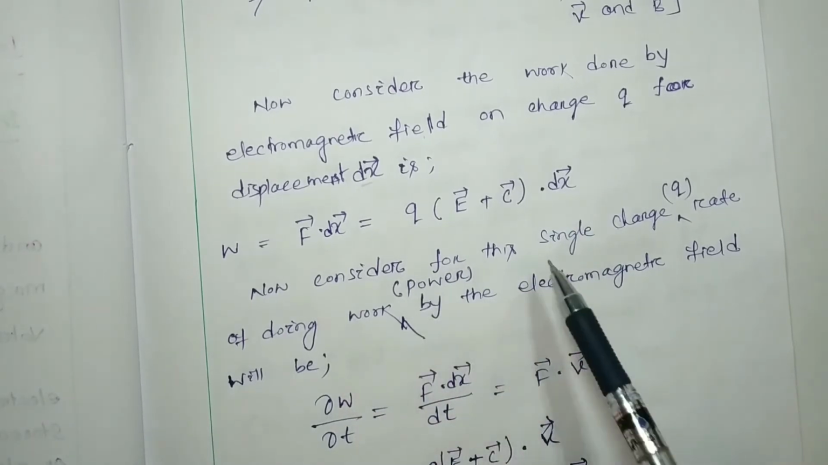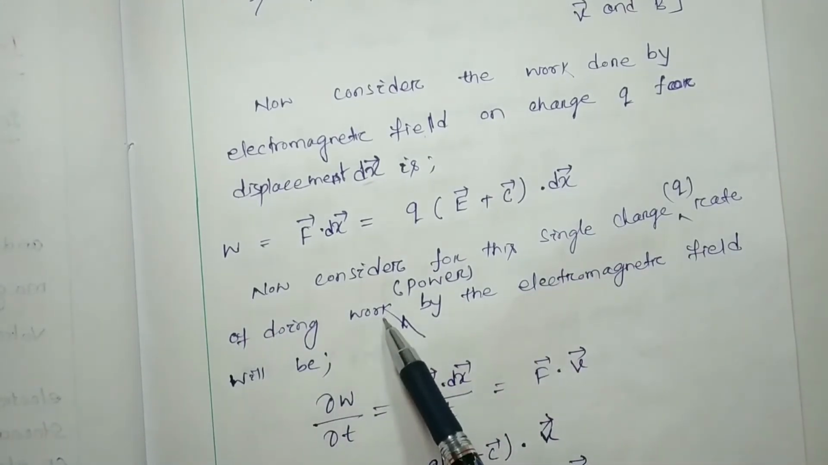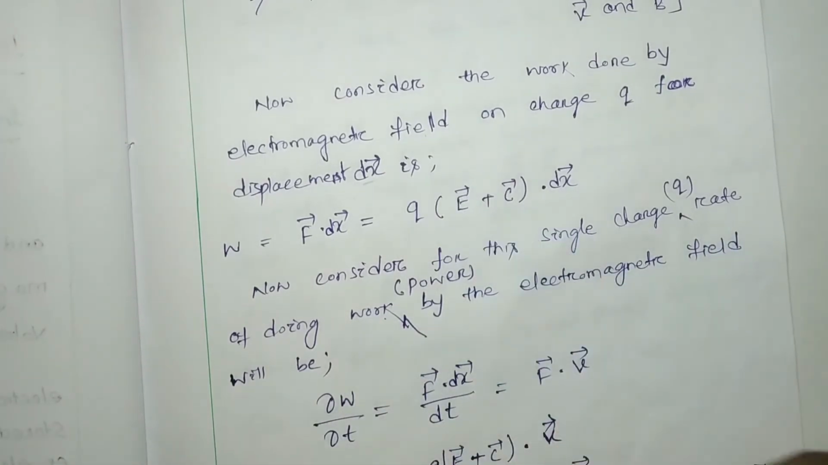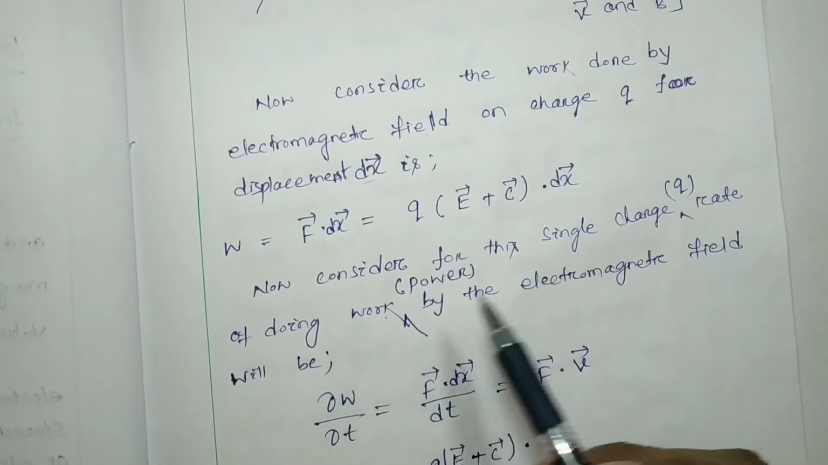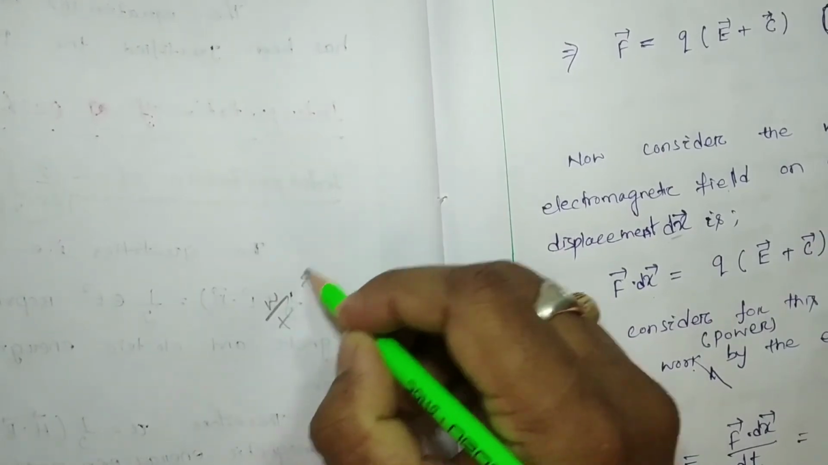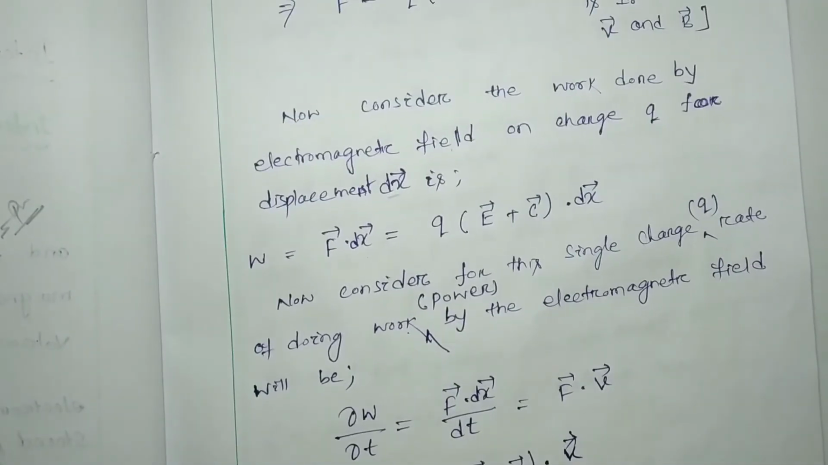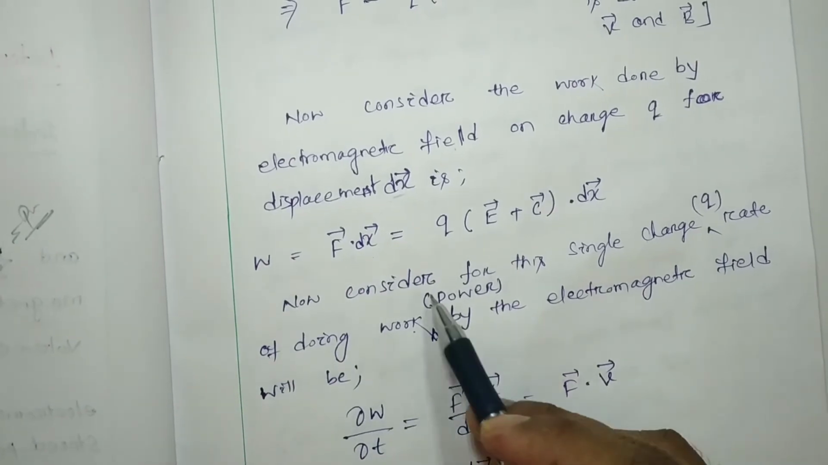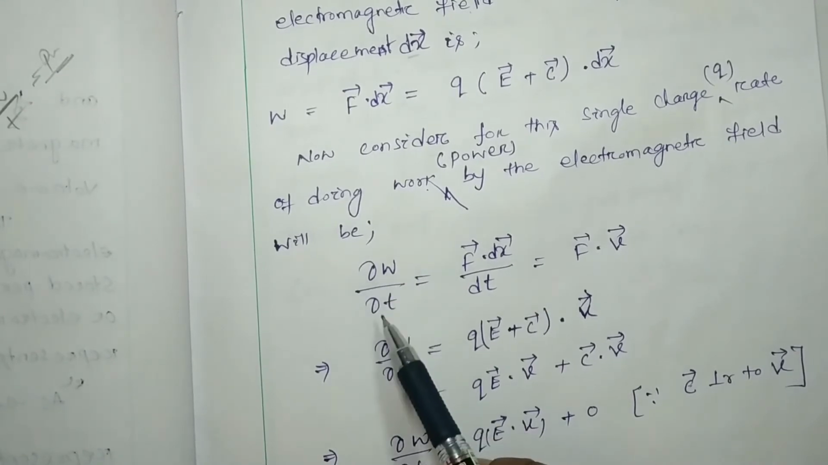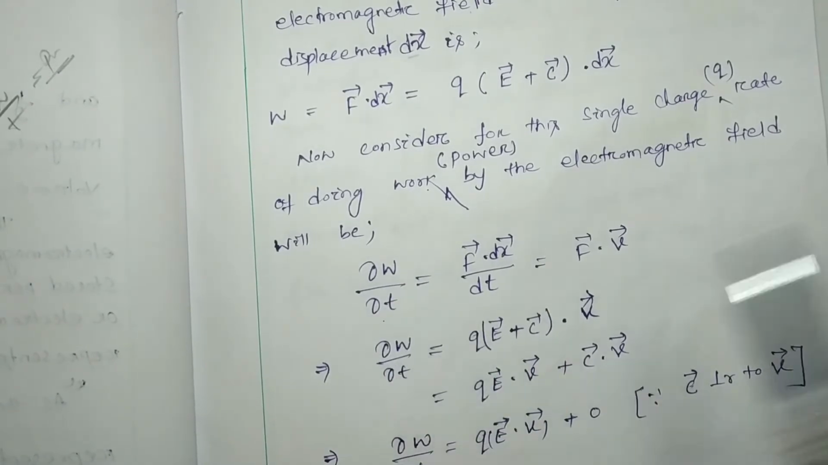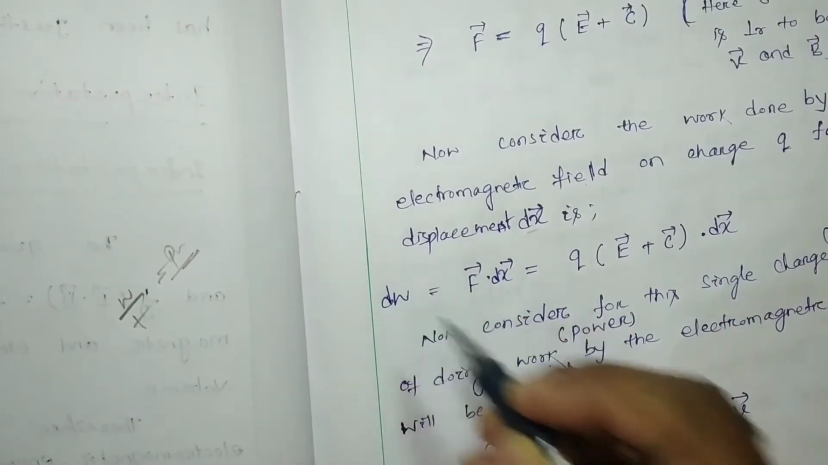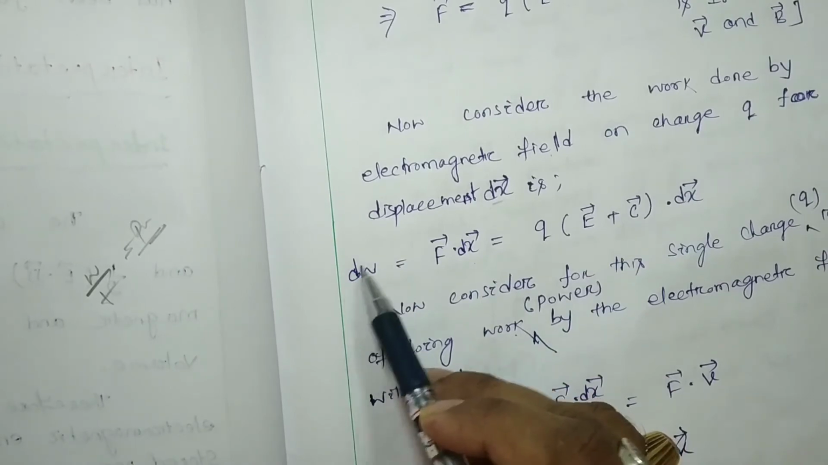Now consider, for this single charge, the rate of doing work. Rate of doing work, that means rate of change of work, is nothing but your power. Rate of doing work, that means work done per time, is nothing but power, that we know. So the rate of doing work or power by the electromagnetic field will be del W by del T. Here it will be better that you write dW. So for the dx, it is dW amount of work done.